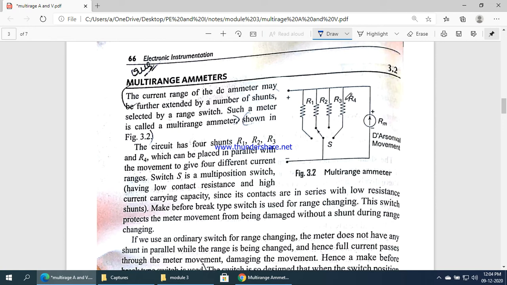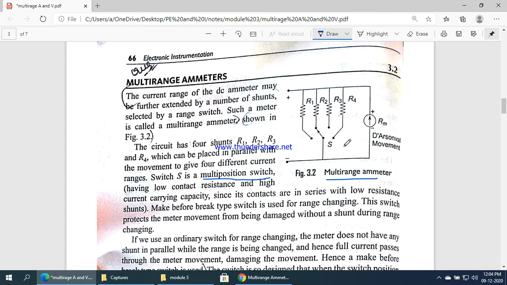If you want to measure more than that value, for example 50 amps, we can measure it with this multi-range ammeter. Clear? So as the name says, multi-range ammeter, here multi-range shunt resistances are used. Several shunts are connected by a switch. So that switch we call a multi-range switch or a multi-position switch. Here several shunt resistances are connected through a link. So this link we call a multi-range switch or a multi-position switch. Here it is mentioned as a multi-position switch.